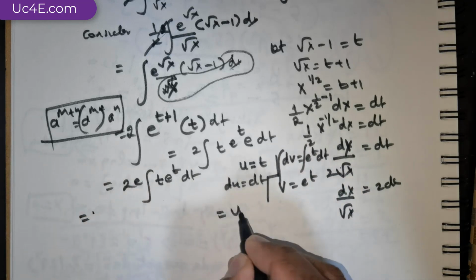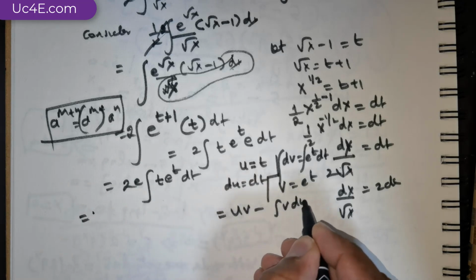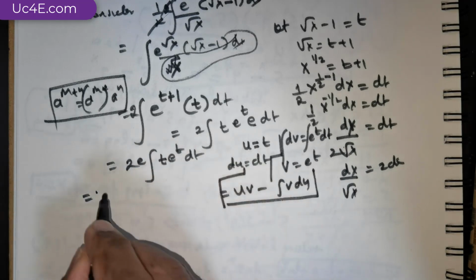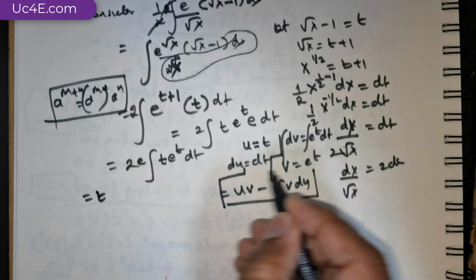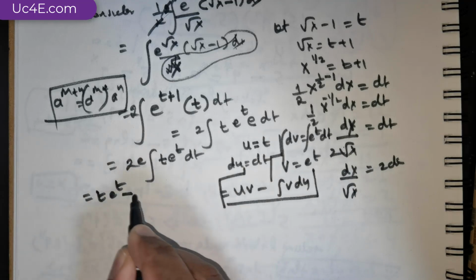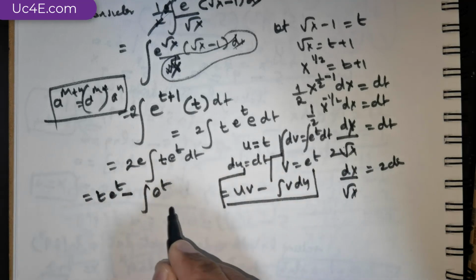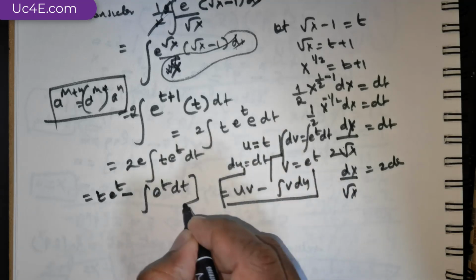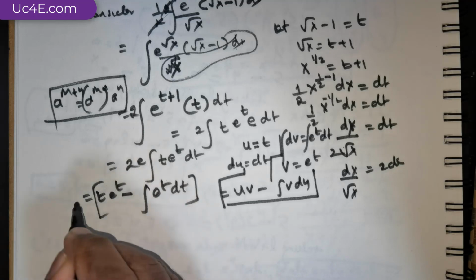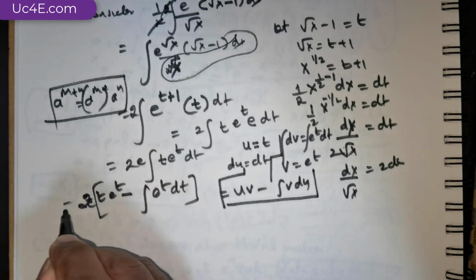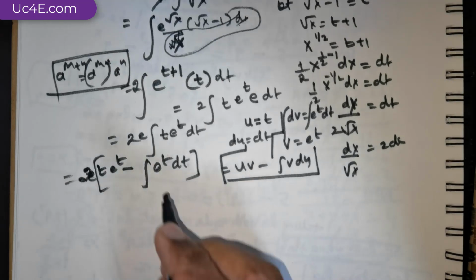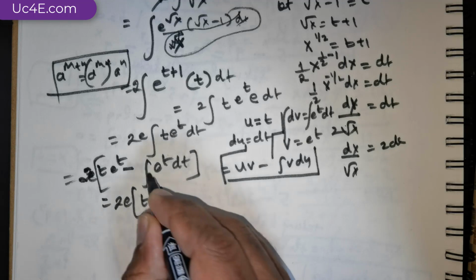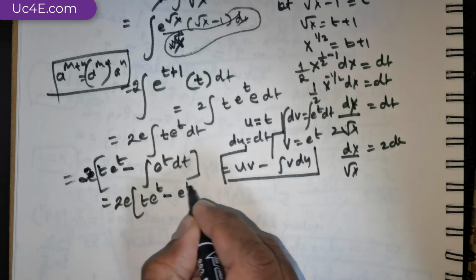By formula, let me write the formula: uv minus the integral of v du. I am using this formula. If I were to use this formula over here, u is t, my v is e raised to the power of t, minus my v is e raised to the power of t, times my du is dt, right? Multiplied with, of course, the constant 2 times e, so let me place the constant 2 times e. So this is equal to 2 times e of t times e raised to the power of t, minus, I integrate e power t, I get e power t.